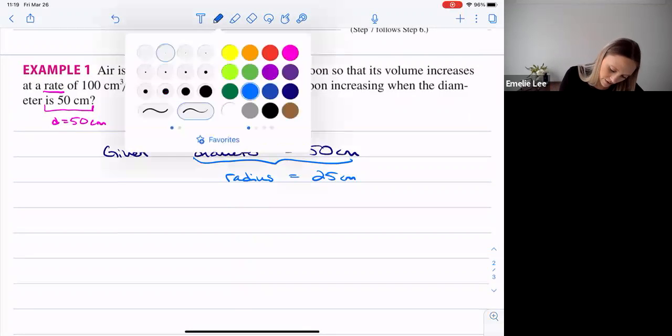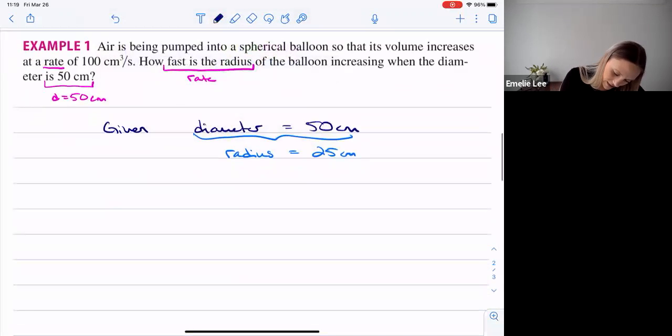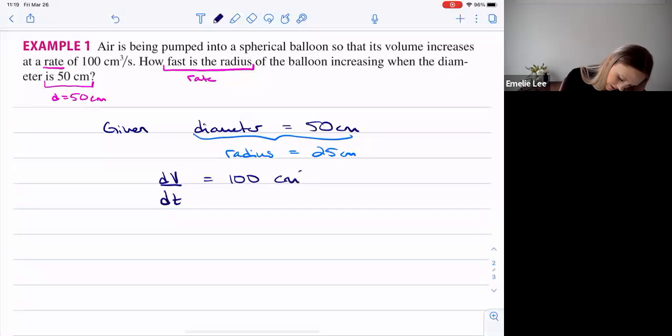Okay. So we're also given that the volume increases at a rate, so dV/dt, and that's the sneaky part and not obvious when you first start doing these, but the rate of change of the volume with respect to time is going to be 100 centimeters cubed per second.